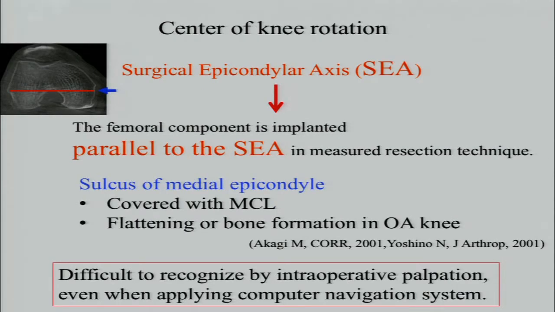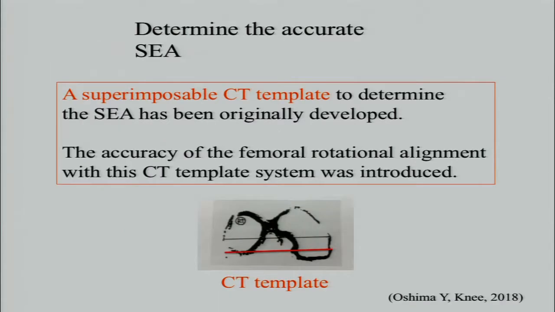The center of knee rotation is generally considered to be the surgical epicondylar axis. Therefore, the femoral component is necessary to be implanted parallel to the SEA when applying the measured resection technique. However, the sulcus of the medial epicondyle is covered with MCL, and flattening or bone formation in OA makes it difficult to recognize in some cases, even when applying a computer navigation system.